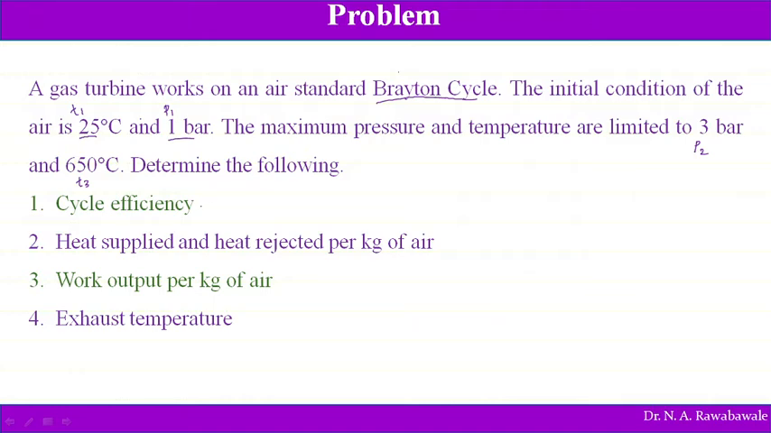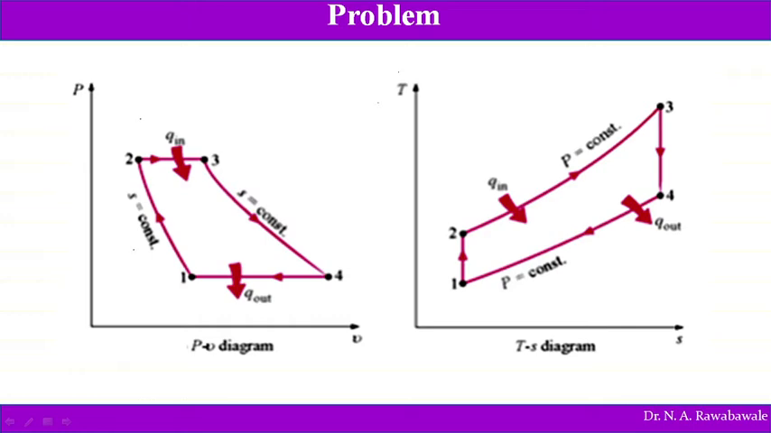Determine the following. We have to find out cycle efficiency, heat supplied and heat rejected per kg of air, work output per kg of air, and exhaust temperature. So looking at this diagram, what is given?